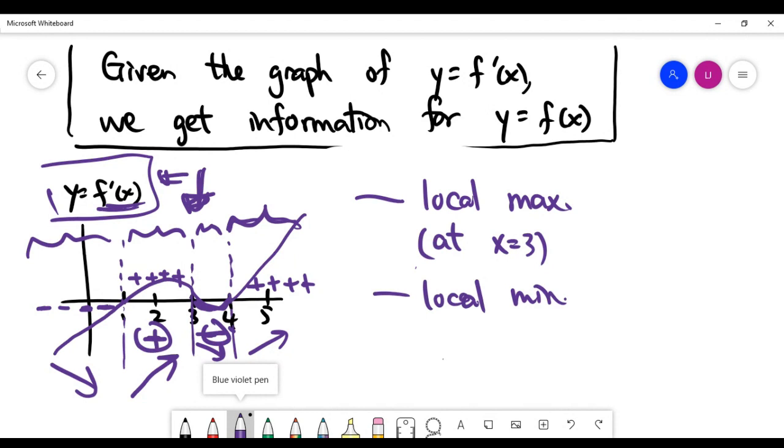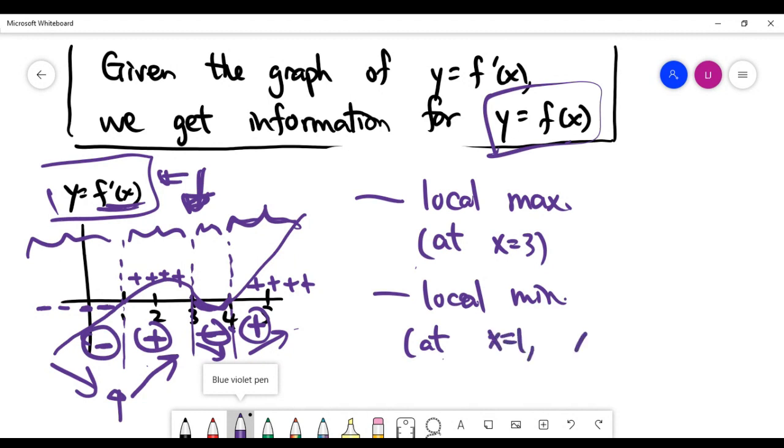And similarly, a local minimum occurs when f prime changes sign from negative to positive. For example, please look at the point x equals 1. It changes from negative to positive. And also at the point x equals 4, it changes from negative to positive. So there are 2 points of local minimum for the original graph y equals f of x, which are the first point, x equals 1, and also the next point, x equals 4. So these are the basic information that you can obtain for the original graph of y equals f of x based on the graph of derivative.